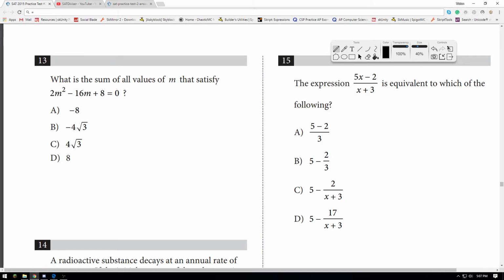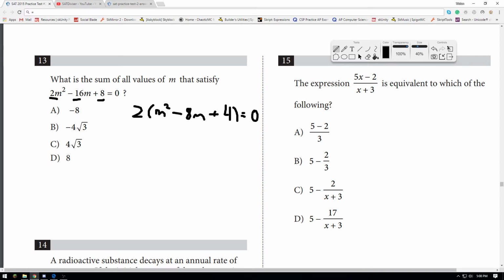We should notice that all of these have a common GCF, greatest common factor. So we should take that out first to make our lives so much simpler. They have a GCF of 2, so let's take out a 2. And what we're left with is m squared minus 8m plus 4 is equal to 0.